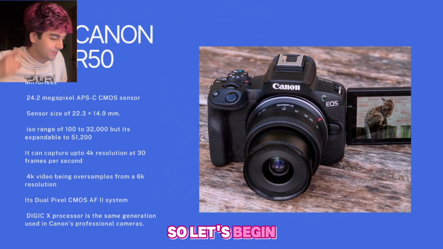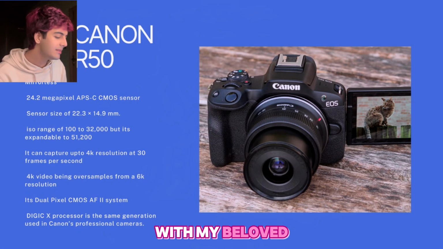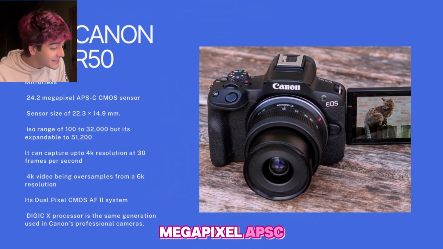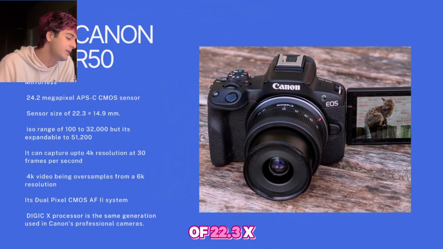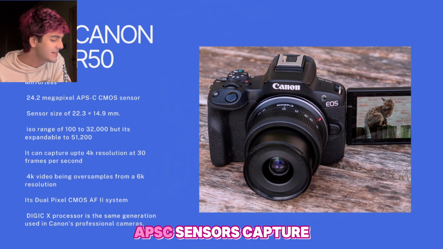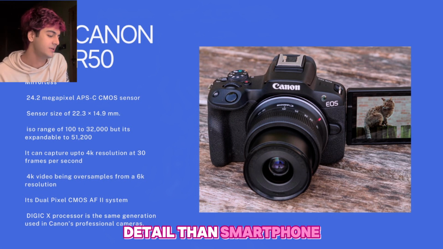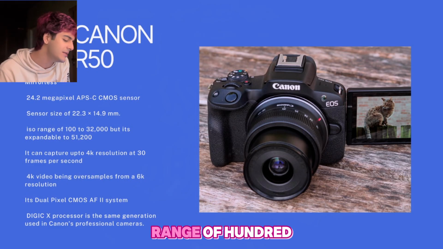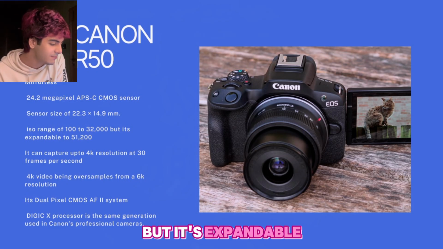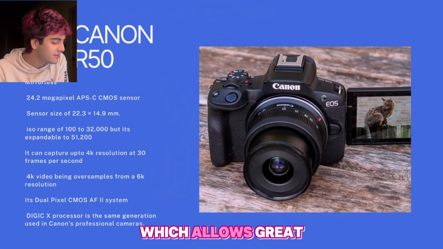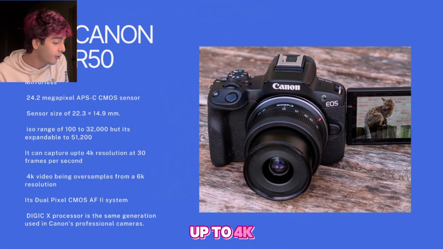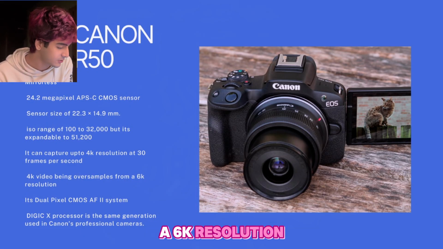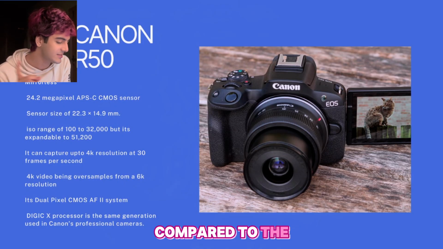So let's begin. Camera. We did most of our filming with my beloved Canon EOS R50 camera. This bad boy has a 24.2 megapixel APS-C CMOS sensor with a sensor size of 22.3 x 14.9 millimeter. APS-C sensors capture more light and detail than smartphone sensors, improving dynamic range and low light performance. The R50 had an ISO range of 100 to 32,000, but it's expandable to 51,200, which allows great low light filming. It can capture up to 4K resolution at 30 frames per second, with 4K video being oversampled from a 6K resolution, which allows more sharpness and detail compared to the standard 4K.